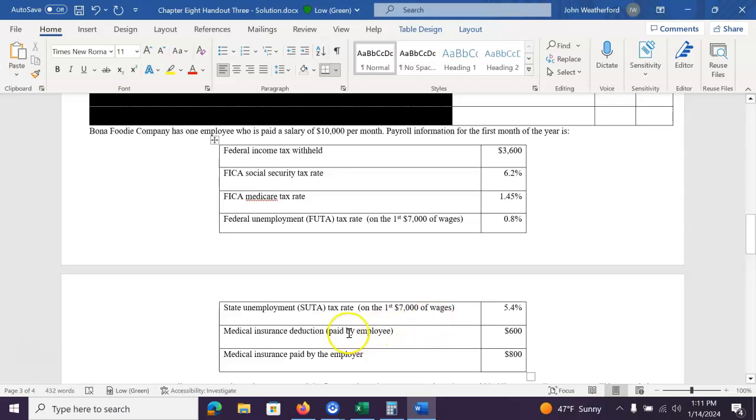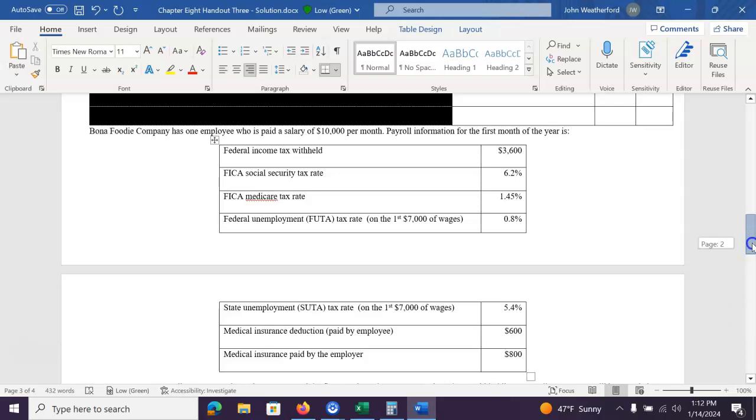Then this is a common situation. We got a medical insurance premium withheld from the employee's check of $600, and then a portion of their health insurance is paid by the employer. That's $800. You guys, that medical insurance paid by the employer is not a tax on the employer, so you wouldn't include it in their payroll tax expense entry. Instead, that's just another part of the salary expense.